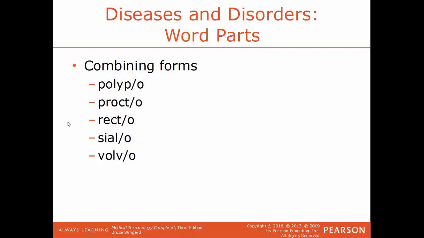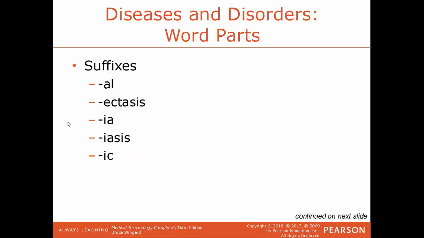Polypo is a reference to a small growth or polyp. Procto is a reference to the rectum or the anus. Recto is the rectum. Cielo is a reference to saliva. And volvo means to roll.